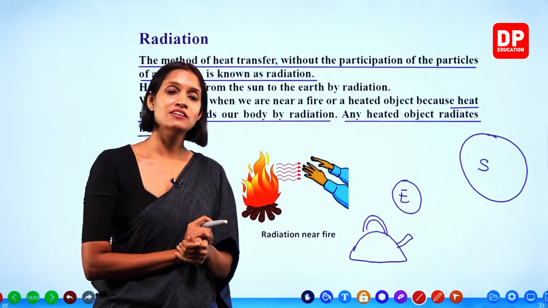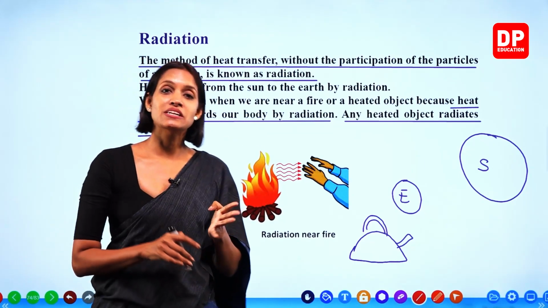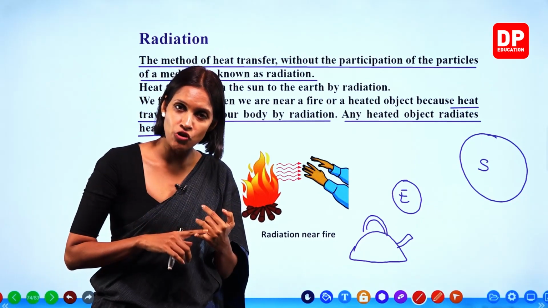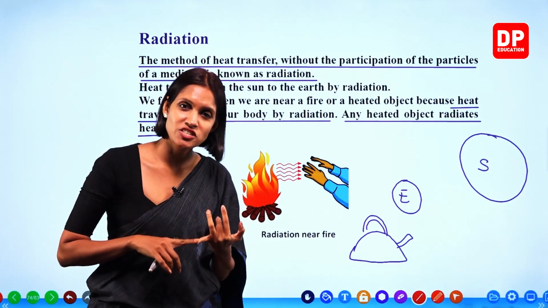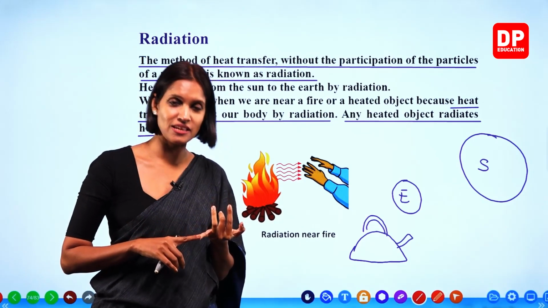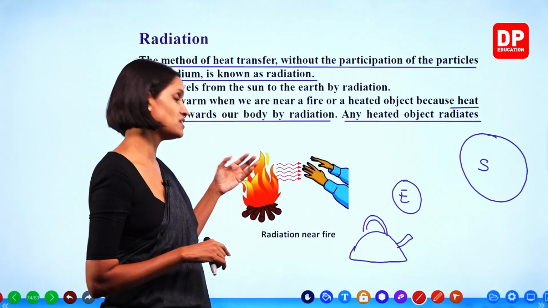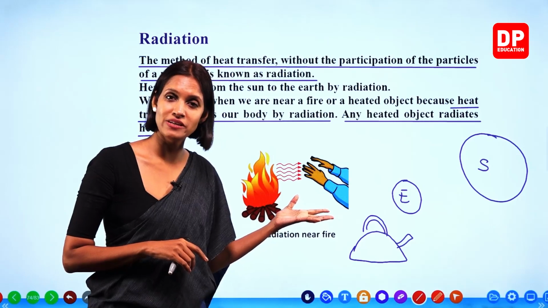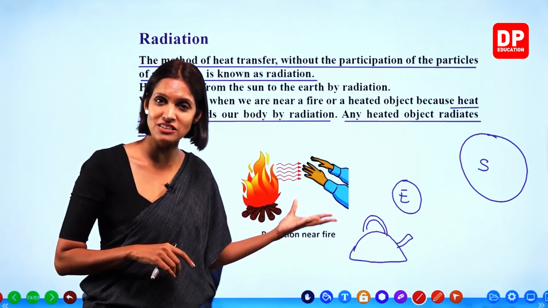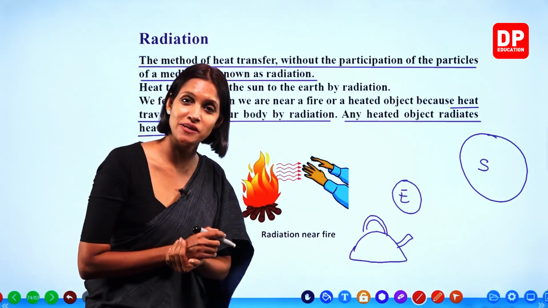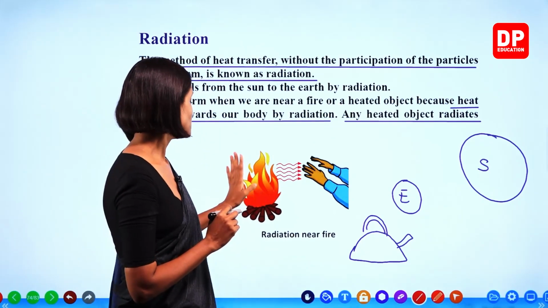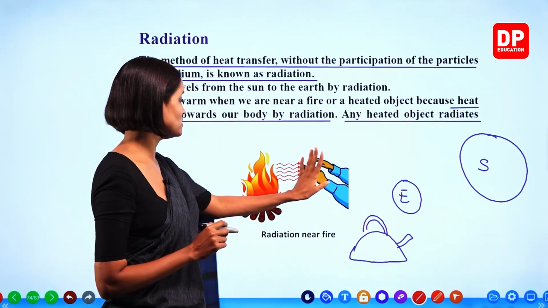Right, children? Okay, so in conduction, particle involvement is there. In convection, particle involvement is there. Right? In radiation, no particle involvement. With or without a medium, heat transfers from one place to another place. Okay, children? So here, radiation near a fire, you can feel.